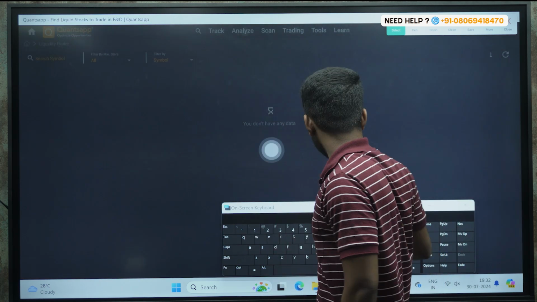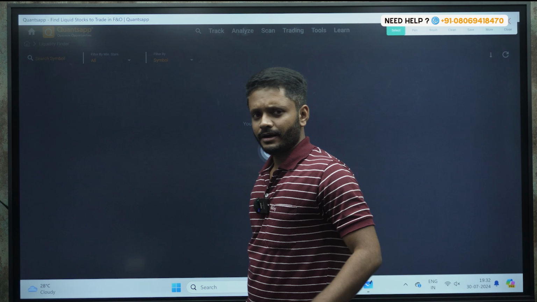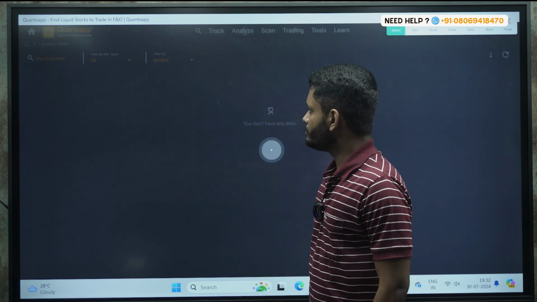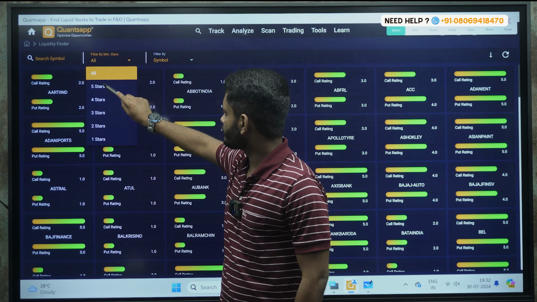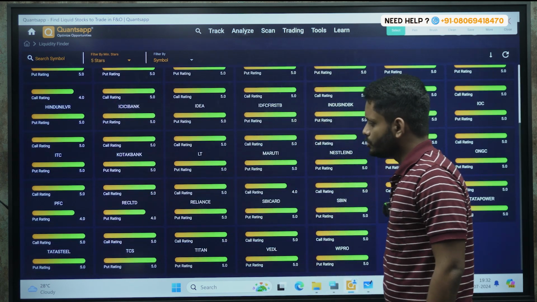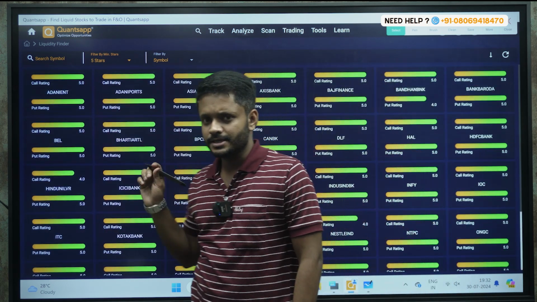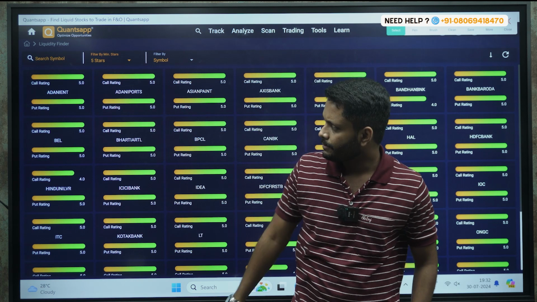You can apply the same concept in stocks as well, but make sure you trade in decent stocks wherein the volume is decent and the stock is liquid enough. Filter by minimum star, just plot 5 stars. So in these stocks, you can definitely check out the same concept. I hope it is clear to you.